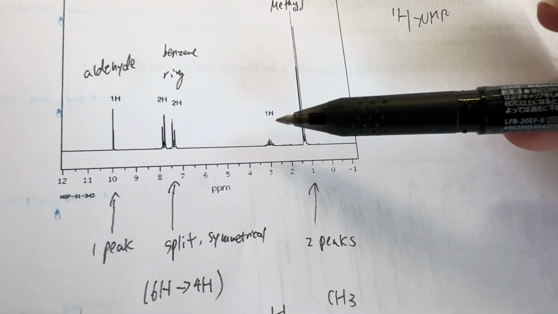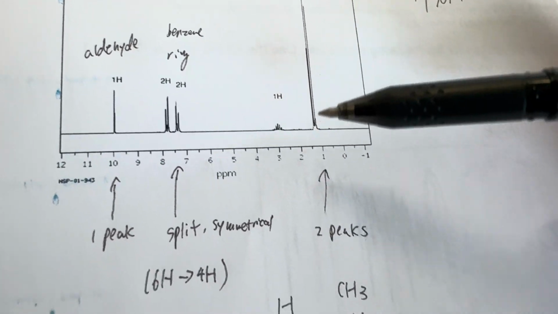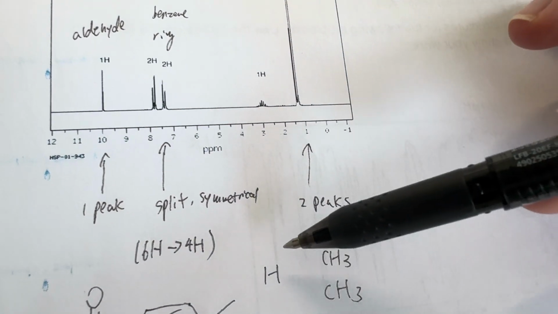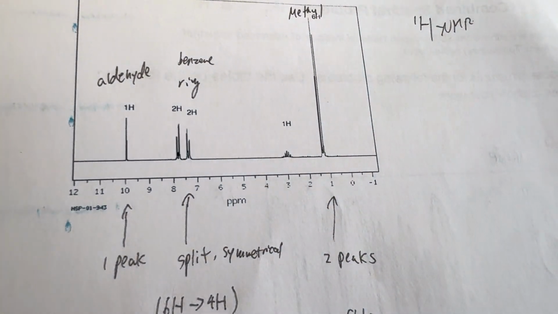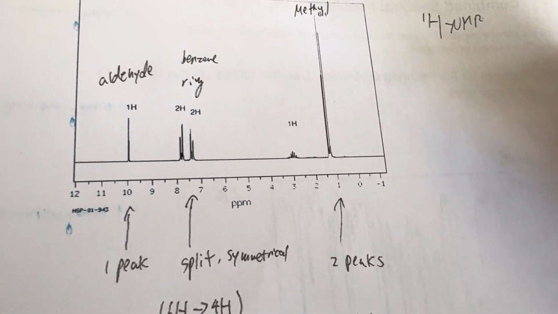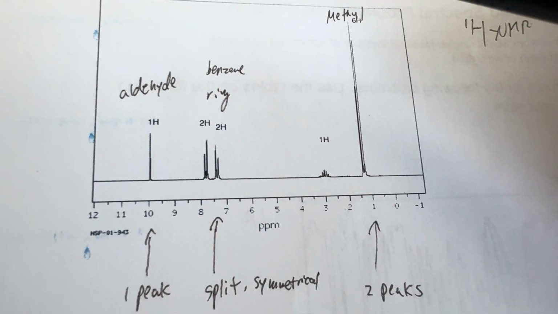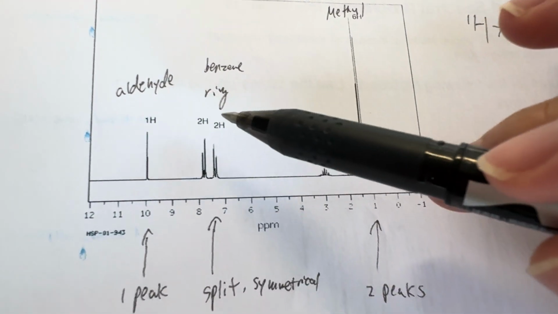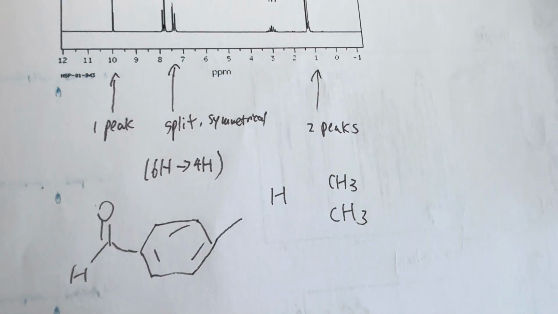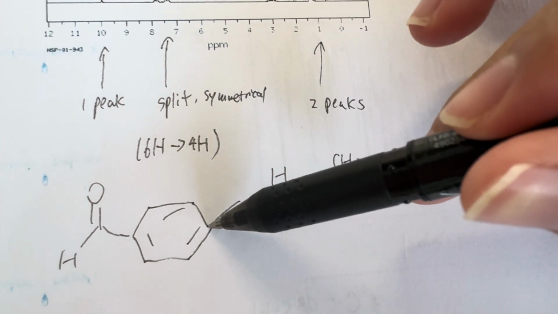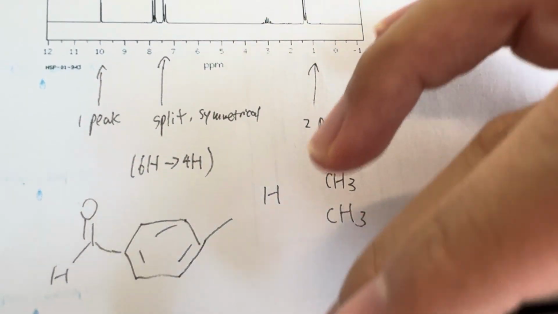For this 1H, I'm not sure how many peaks there are, so I just leave the 1H here for the moment. If we continue on to the chemical shifts between 7 and 8, since we know there's a benzene ring, there should be like 6H, but there's only 2H here, so it's going to be split into 2 doublets, and it has to be symmetrical. So I drew it here as symmetrical, or here, or like that.